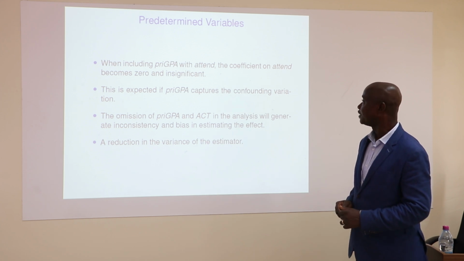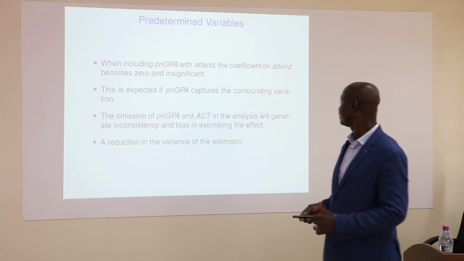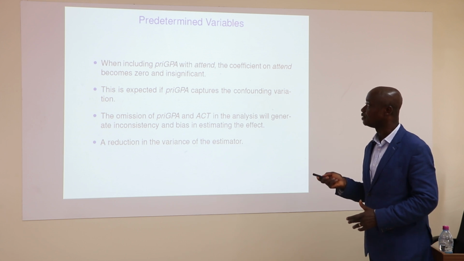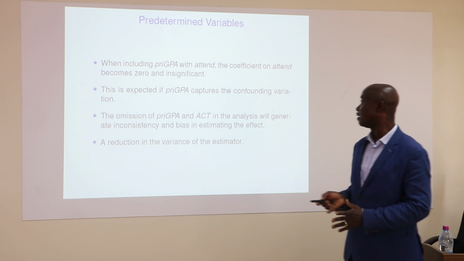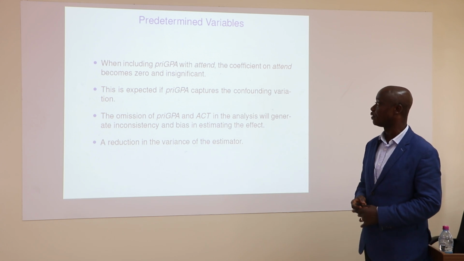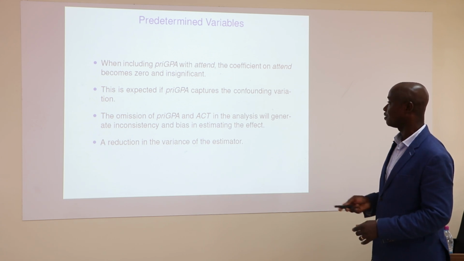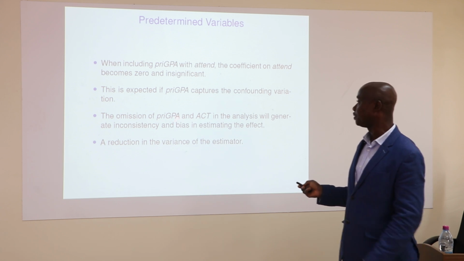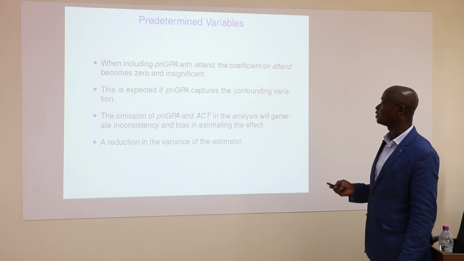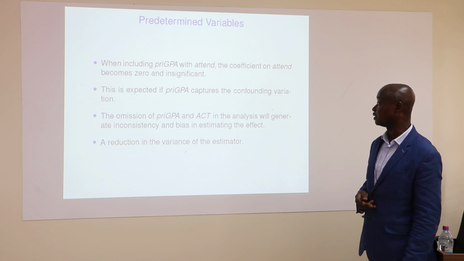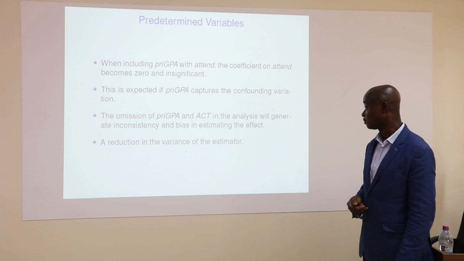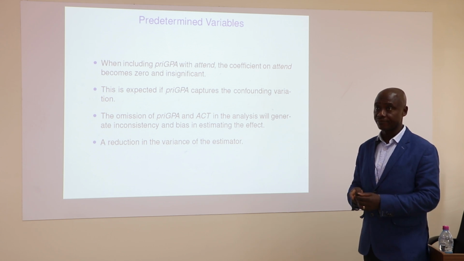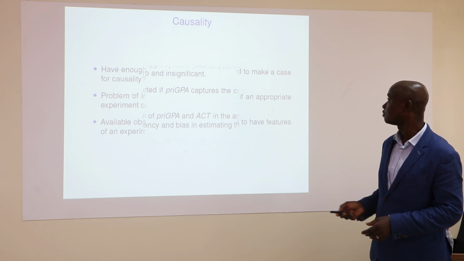So including prior GPA with attendance, the coefficient on attendance became 0 and insignificant, and this is something that we expect because there may be some confounding problems with prior GPA here. So omission of prior GPA and ACT in the analysis will lead to some inconsistency and bias in estimating the effect of interest. This will lead to a reduction in the variance of the estimator.